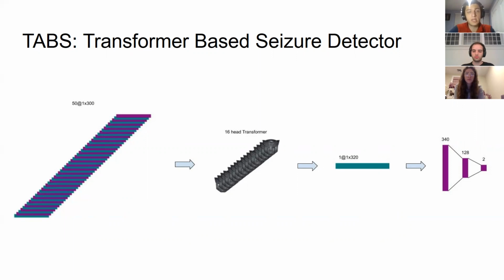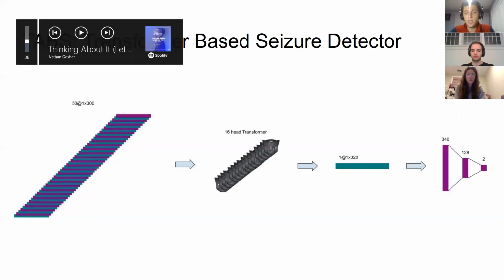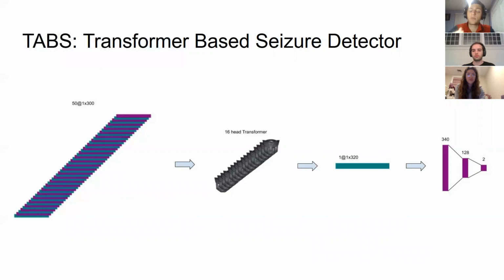Then we go to the 60-head transformer with a hidden dimension of 20 that we talked about. And then we have another 1D convolution that takes our 50 channels and brings it to 1. So basically a linear combination of all the channels, which we then pass through a ReLU. And then we put that into a fully connected layer, which goes from 340 to 128, then 128 to 2, which we then do a softmax over, which allows us to have a prediction of whether or not this element is a seizure.